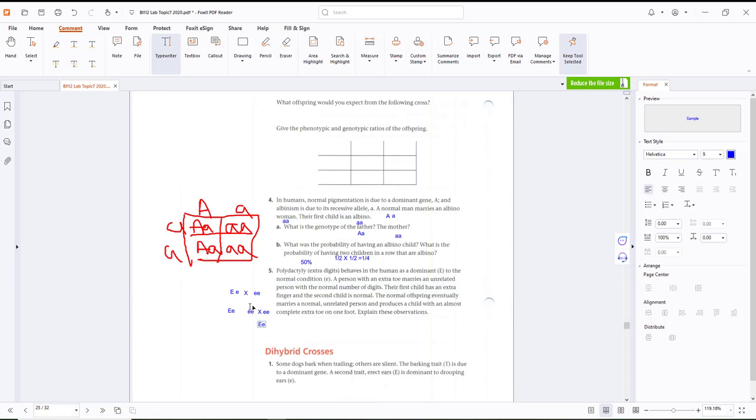Well, this person must have received the recessive allele because it doesn't have the extra toe. So how did this person end up passing on an extra toe gene? Or did he or she? Well, my guess is it was a random mutation.